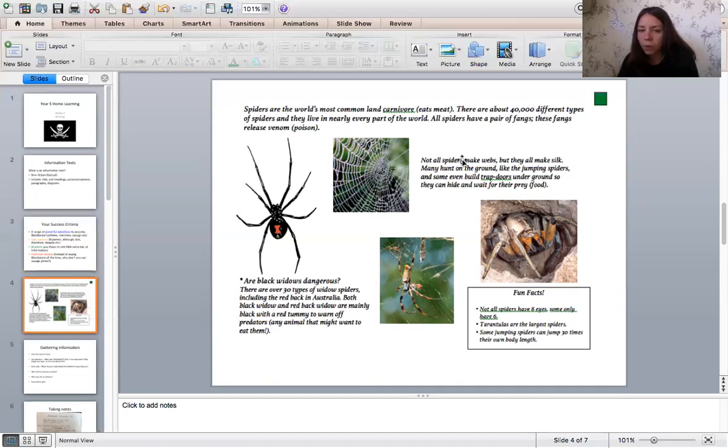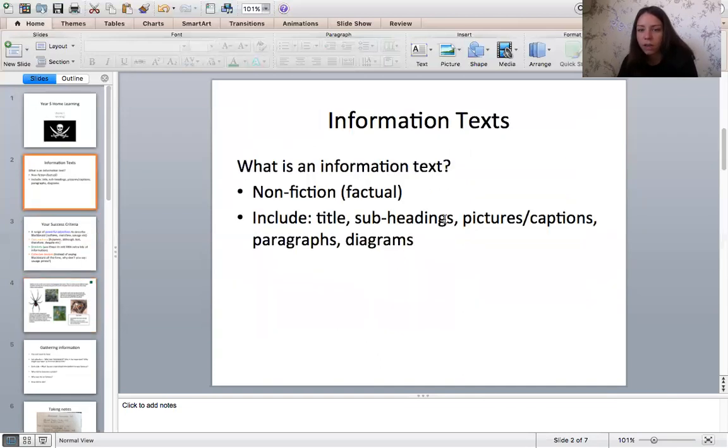Not all spiders make webs, but they make silk. Many hunt on the ground, like the jumping spiders, and some even build trapdoors underground so they can hide and wait for their prey, food. This part here could do with a subheading, because if I was just looking really quickly at this information text, I wouldn't know what this was about. I've had to read the whole paragraph in order to find out what this was about. Subheadings is definitely something that could be improved in this information text. We've got paragraphs though, which is a positive.